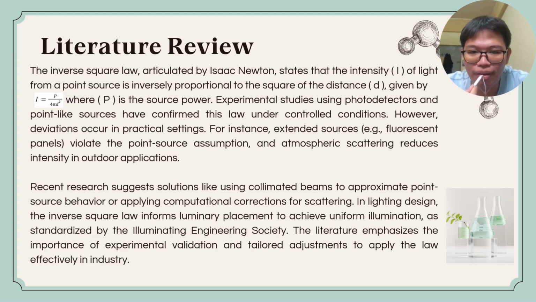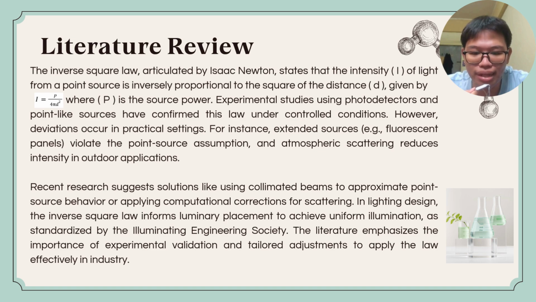Next, I will talk about the literature review. Let's take a look at the inverse square law, which was described by Isaac Newton. This law basically says that the intensity of light from a point source gets weaker the farther you move from it. Specifically, it's inversely proportional to the square of the distance. The formula is I equals P over 4 pi d squared, where P is the power of the source and d is the distance from it.